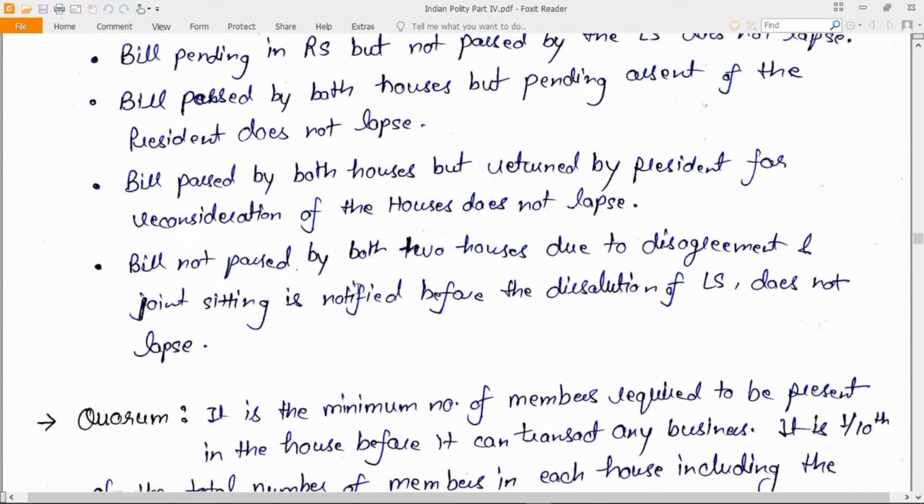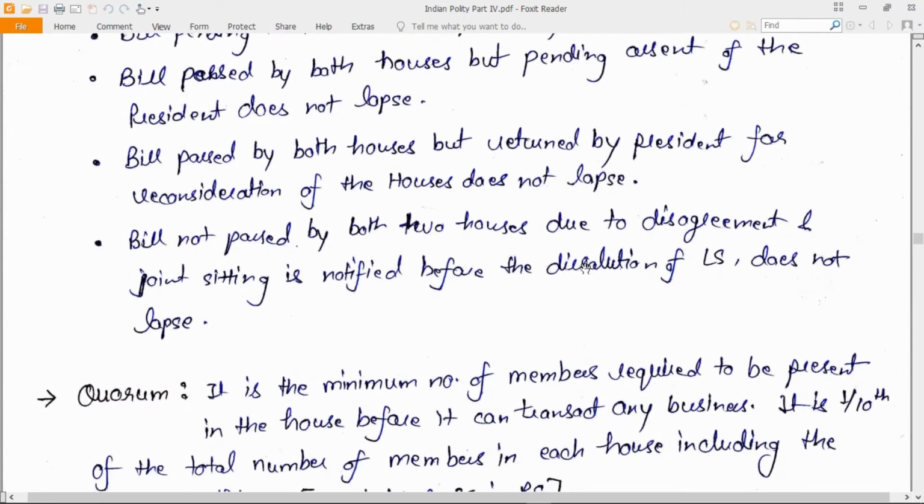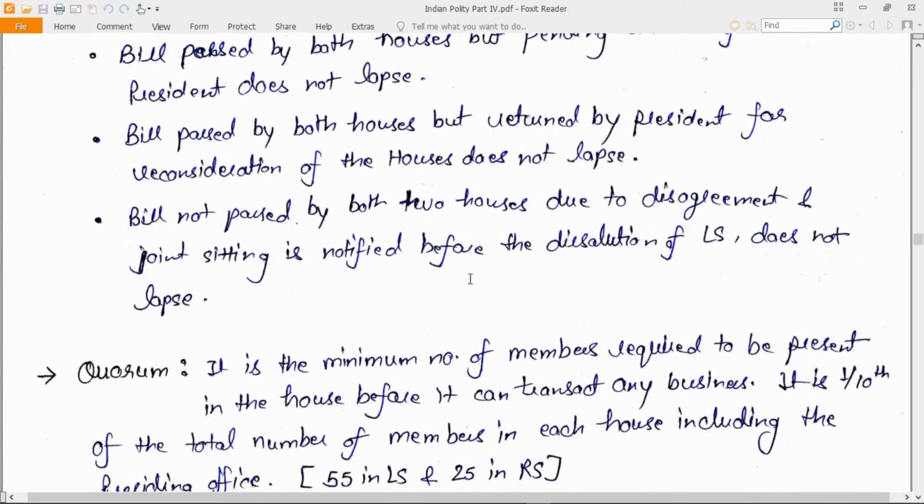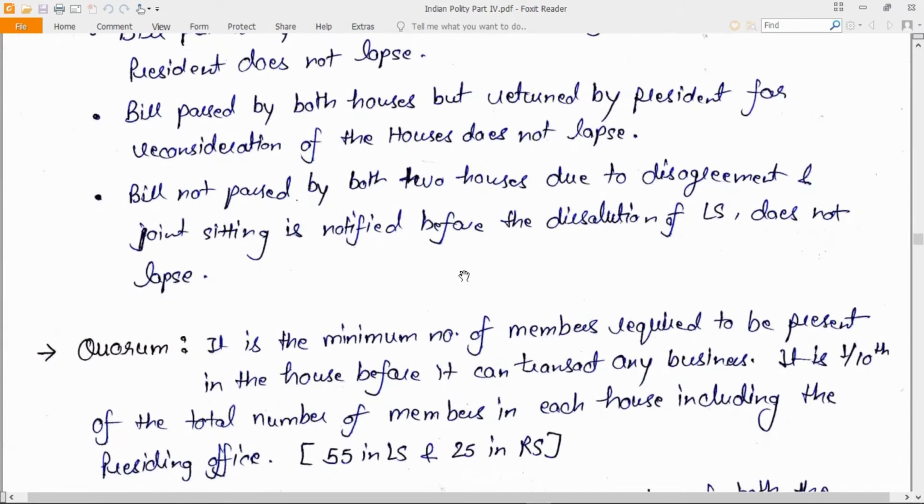A bill not passed by both the two houses due to disagreement, with a joint sitting notified before the dissolution of the Lok Sabha, does not lapse.